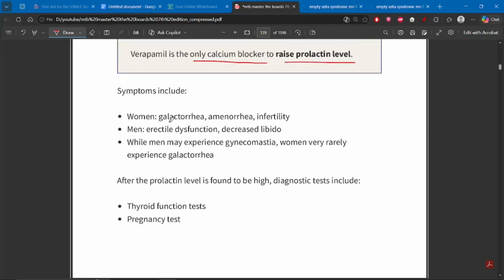Symptoms include, for women, galactorrhea, amenorrhea, infertility. For men, it is erectile dysfunction, decreased libido, and men may experience gynecomastia, while women very rarely experience galactorrhea. So this is a point that you must remember: if galactorrhea is not mentioned in a patient, it doesn't mean that prolactinoma or hyperprolactinemia is not there.